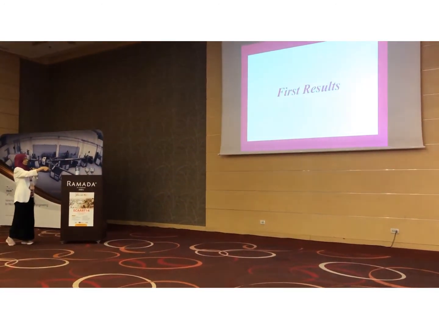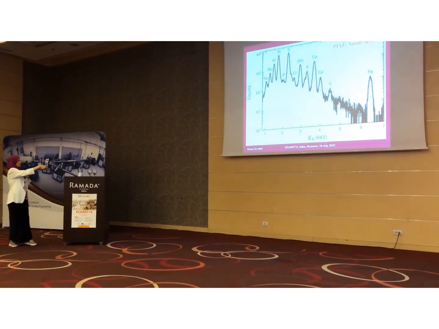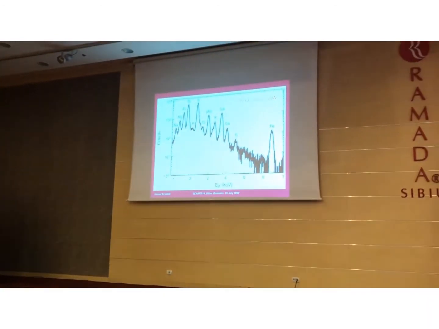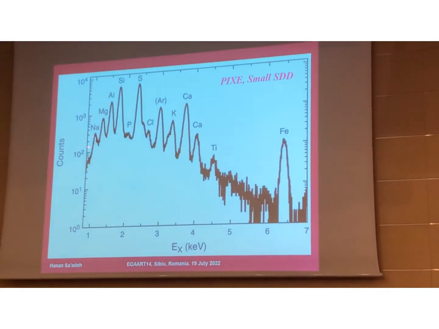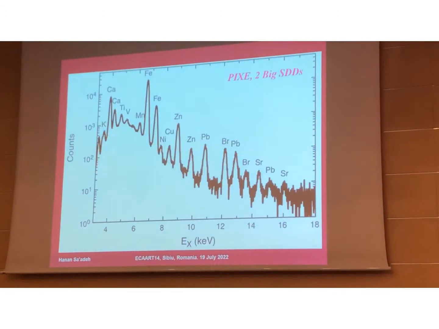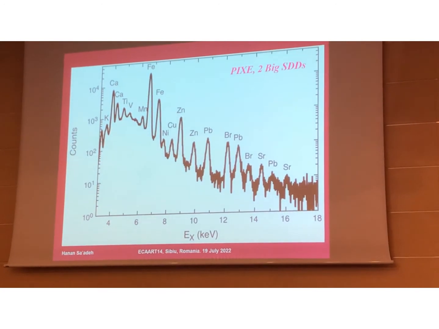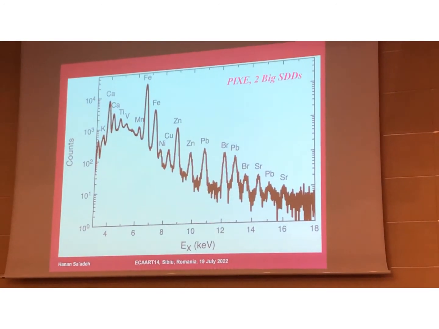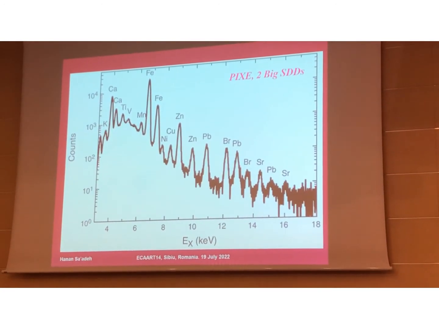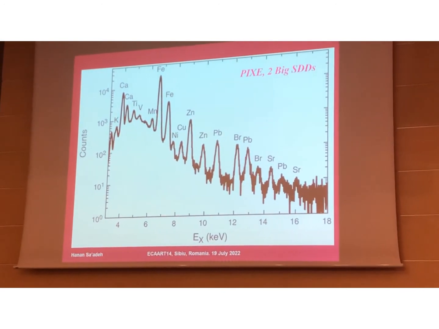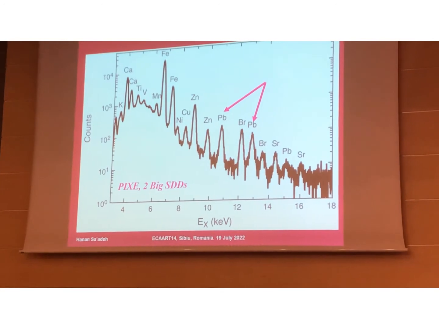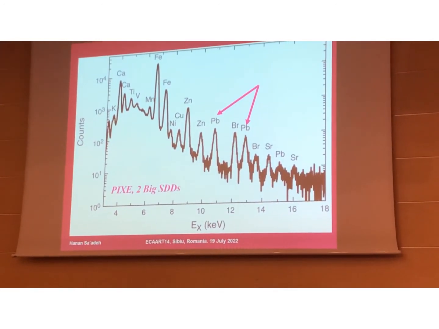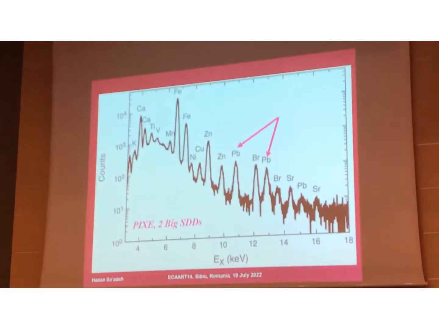And as an example of the obtained results, these are nice spectra from PIXE. This is from the small detector. We managed to detect from sodium up to iron. And this is the sum of the spectra of the 2 big silicon drift detectors, where you can see there is a non-negligible amount of lead existing in the Amman atmosphere.